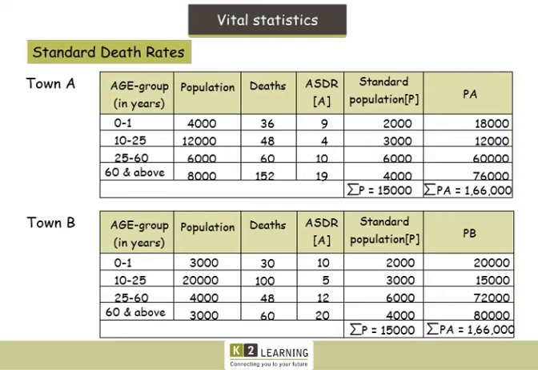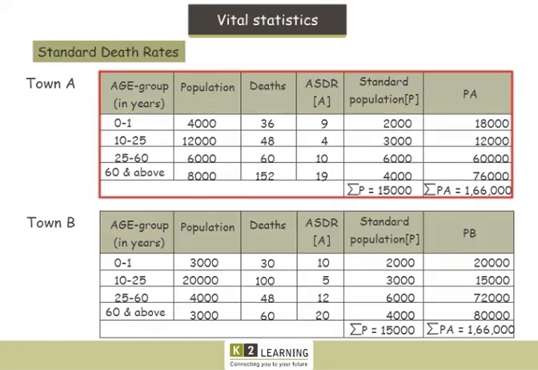This report shows the STDR calculated for two particular towns. It can be seen that the STDR for the first town is less than that of the second town. Hence, we conclude that town A is healthier.